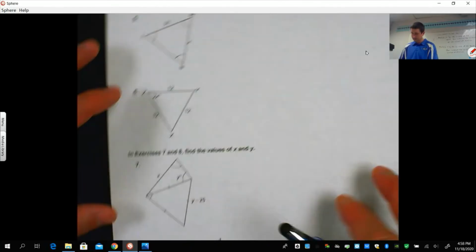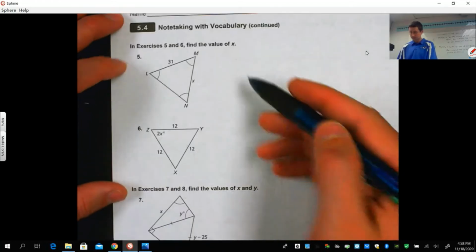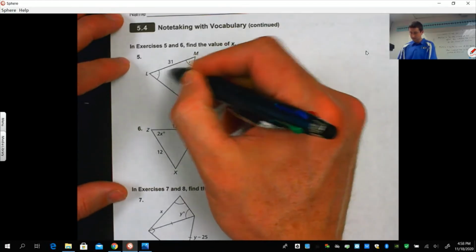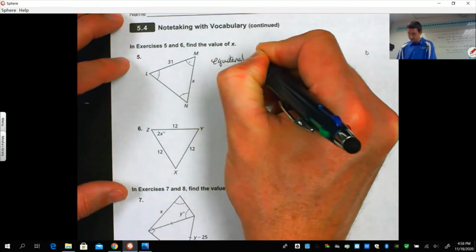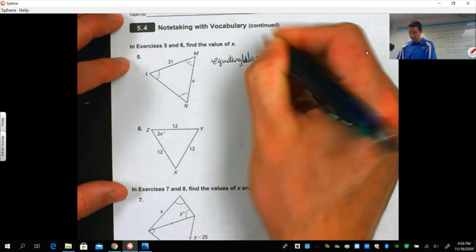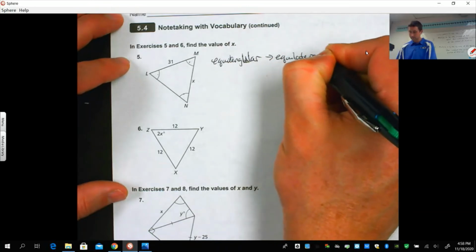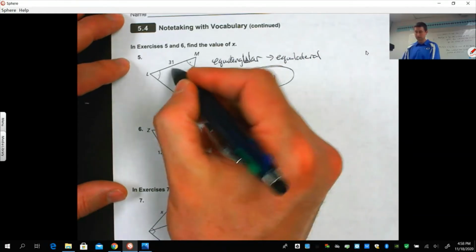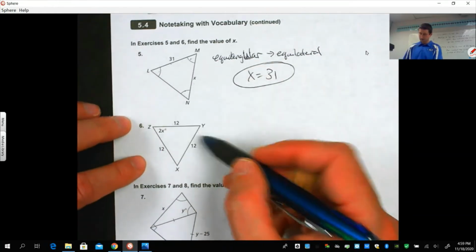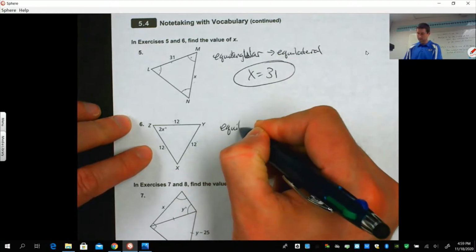Okay, find the value of x. Okay, this one, you see these three? That means it's equiangular. If it's equiangular, it means it's also equilateral. So x has to equal 31. Just that simple. X has to equal 31. This one, we have the three sides. That means it's equilateral.